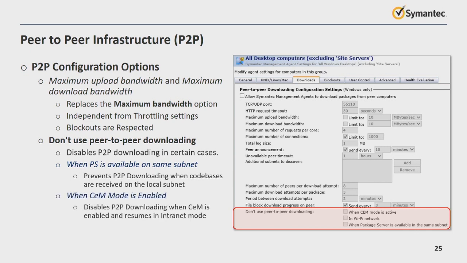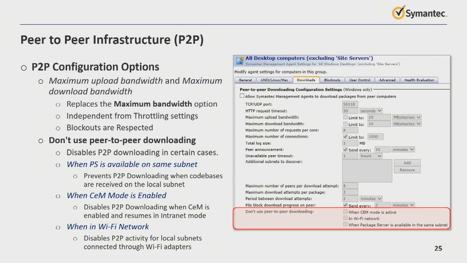When cloud-enabled management mode is enabled, so if you are a remote worker, you're out in the Salesforce and you're at the Starbucks, do you want P2P to be working at that point, right? If you're in internet mode or you're at home, do you want that 2 gig update from Microsoft?